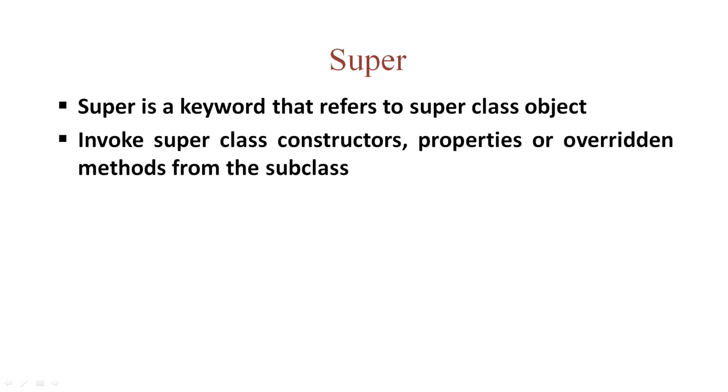Whenever you want to call the superclass constructors, superclass variables, overridden methods, or normal methods from the subclass, in those situations we can use the super keyword to invoke properties like constructors, variables, normal methods, or overridden methods. To refer to the superclass properties from the subclass, we use the super keyword.